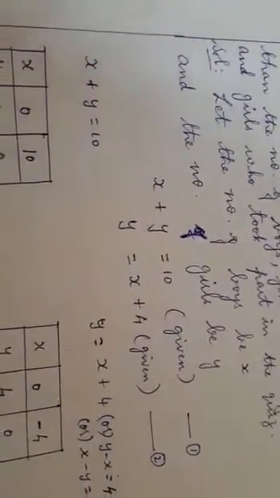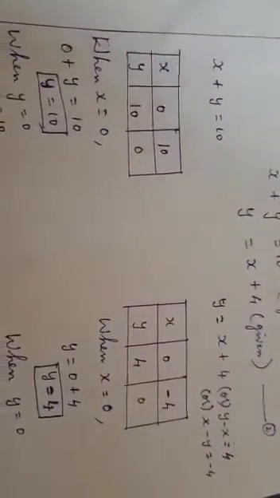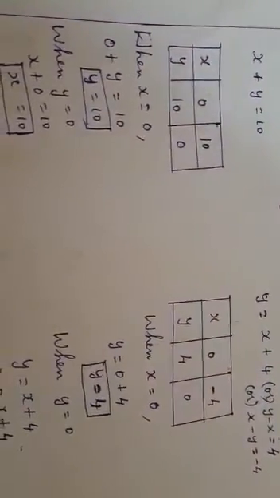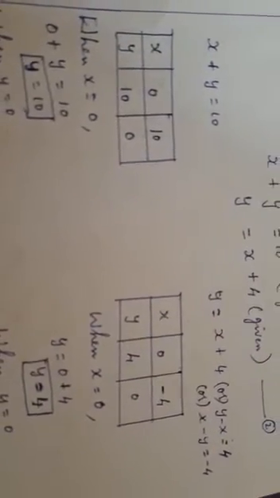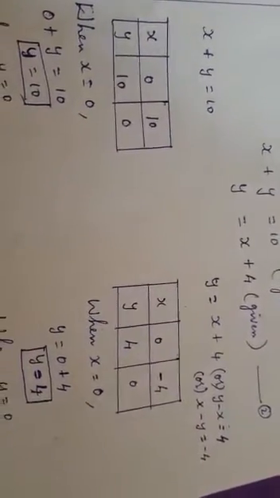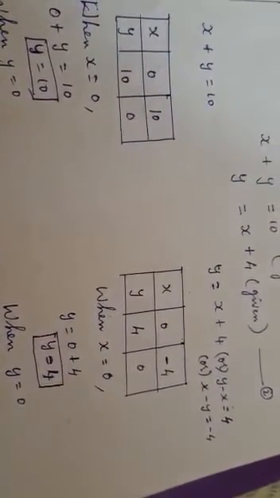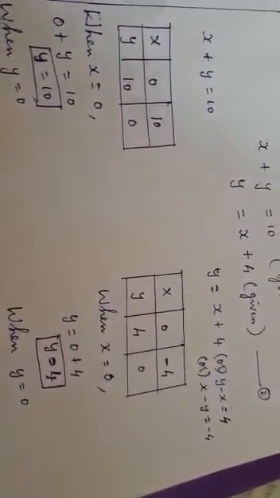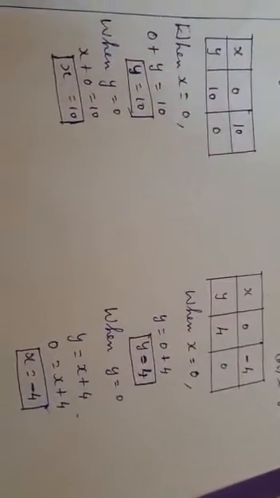Now take the first equation, x plus y is equal to 10. Now we have to assume x is equal to 0 and y is equal to 0. When x is equal to 0, y is equal to 10. When y is equal to 0, x is equal to 10. The next equation is y is equal to x plus 4. This can also be written as y minus x is equal to 4 or x minus y is equal to minus 4. Here we are assuming x is equal to 0, then y is equal to 4. When y is equal to 0, x is equal to minus 4.